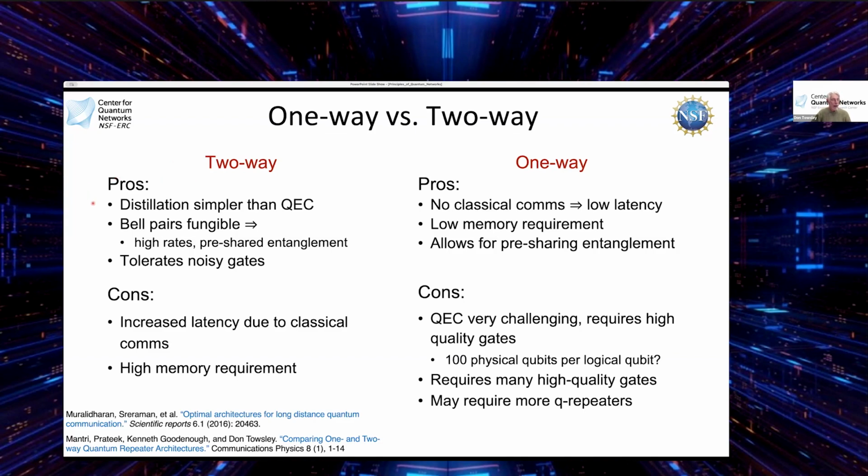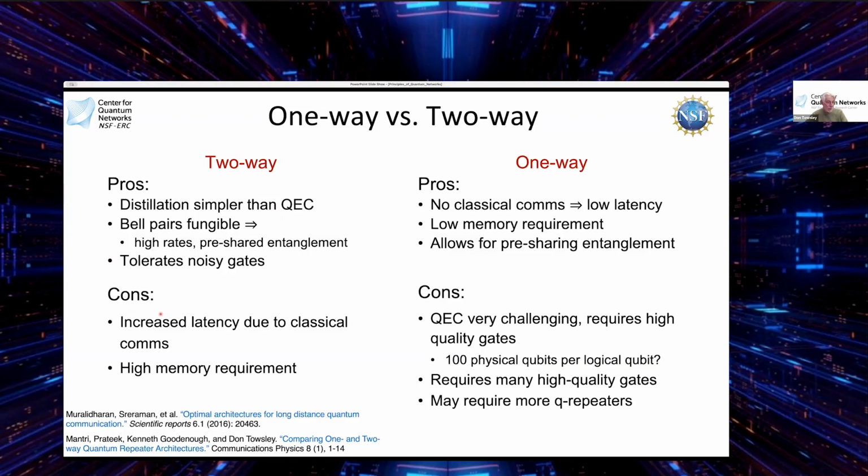with two-way pros, it turns out that, although we're not going to go into this, distillation is simpler than quantum error correction. Bell pairs are fungible. And the benefit of that is that, as I said before, you don't care what bell pair you use. And so you can get high rates and you can pre-share entanglement before you need it. And it turns out that it tolerates noisy gates better than one-way, because it's not using error correction, it requires many fewer gates, and so the noise is less of a consideration.